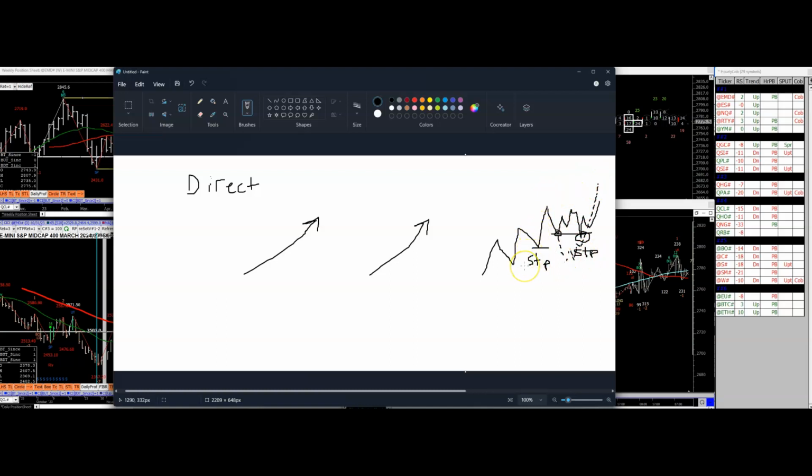And so how do you deal with this? Right? How you deal with this is you need to have heavy volume, the presence of heavy volume.